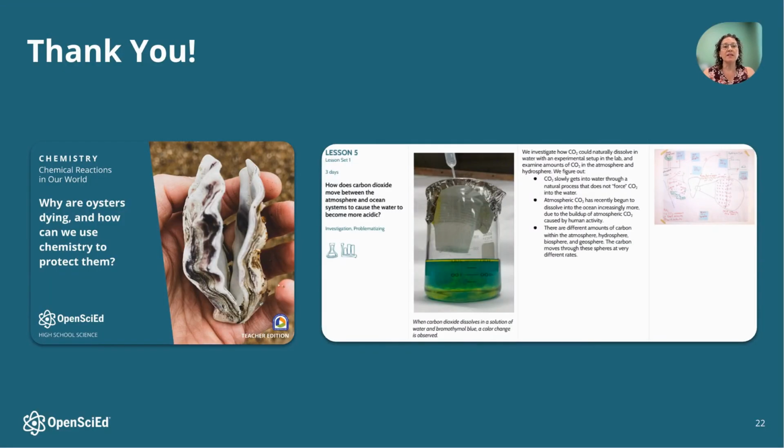So to recap, in this lesson, we predicted whether substances are acids or bases or neither using molecular formulas. We compared particle amounts and solution concentrations, investigated the results, and created a model to explain our findings. Up next in Lesson 5, we'll investigate how carbon dioxide could naturally dissolve in water in an experimental setup in the lab, and we'll examine amounts of carbon dioxide in the atmosphere and the hydrosphere. Good luck and have fun.